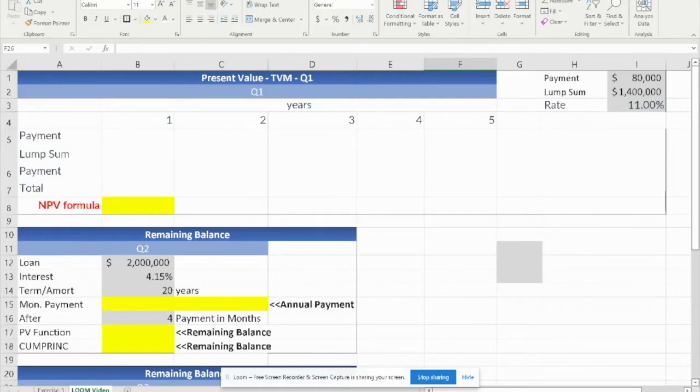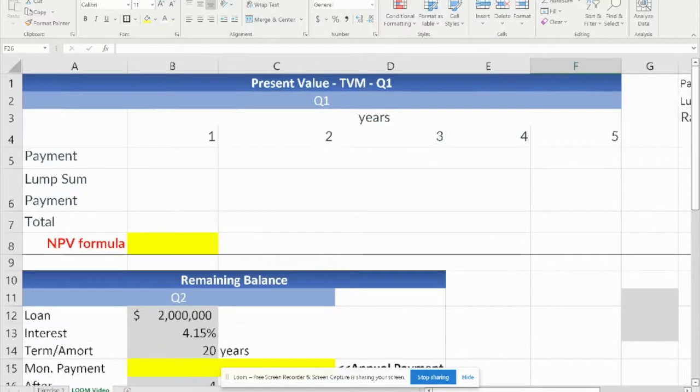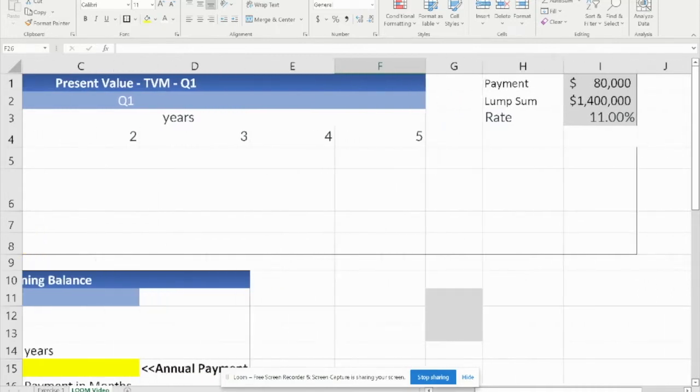So today I want to talk about an exercise. There are three questions in this exercise. The first one is a simple present value question. In this problem, you're given three things: the number of payments. It's asking you for the present value of an annuity.